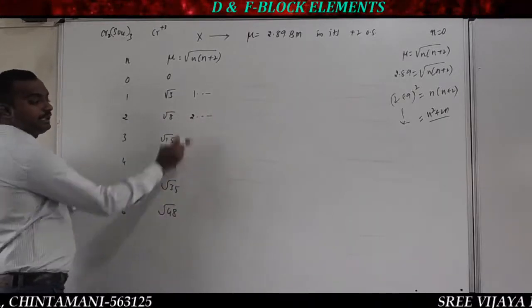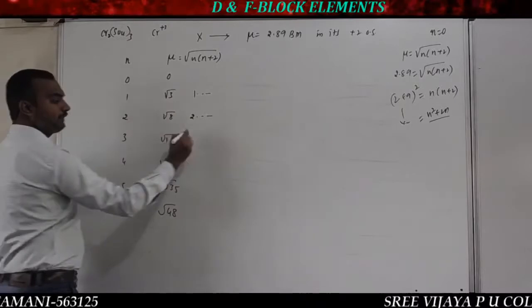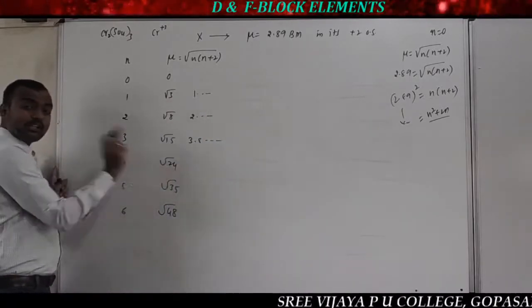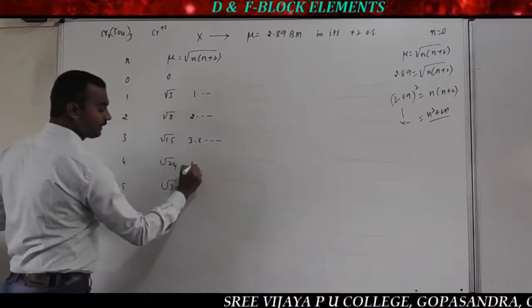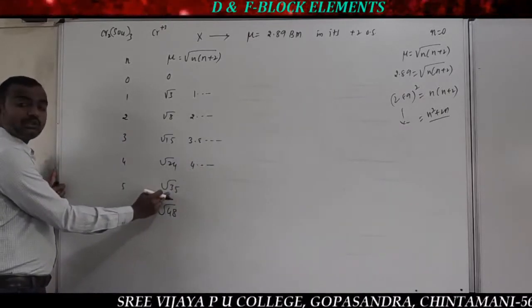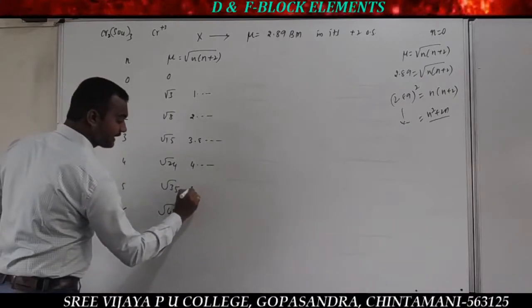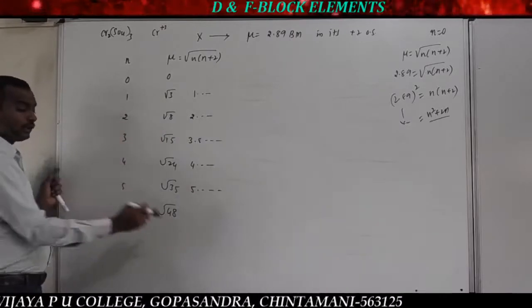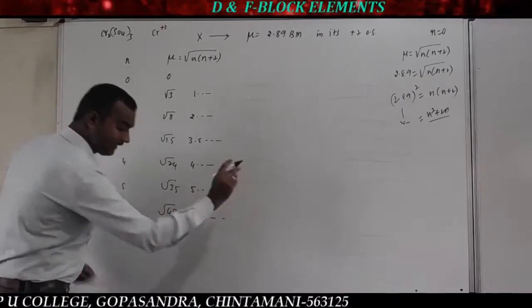Root 15: root 16 is 4, so root 15 will be about 3.8. Similarly, root 25 is 5, so root 24 will be 4 point something. Root 36 is 6, so root 35 becomes about 5.5. Root 49 is 7, so root 48 will be 6 point something.